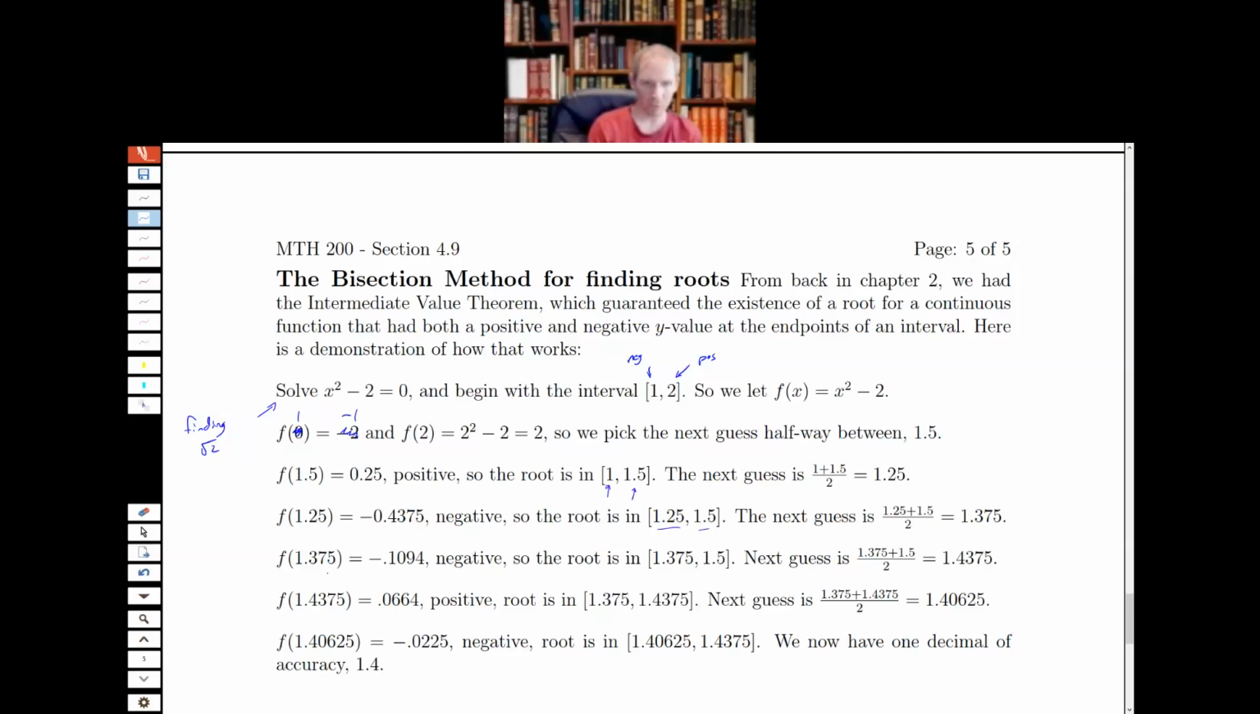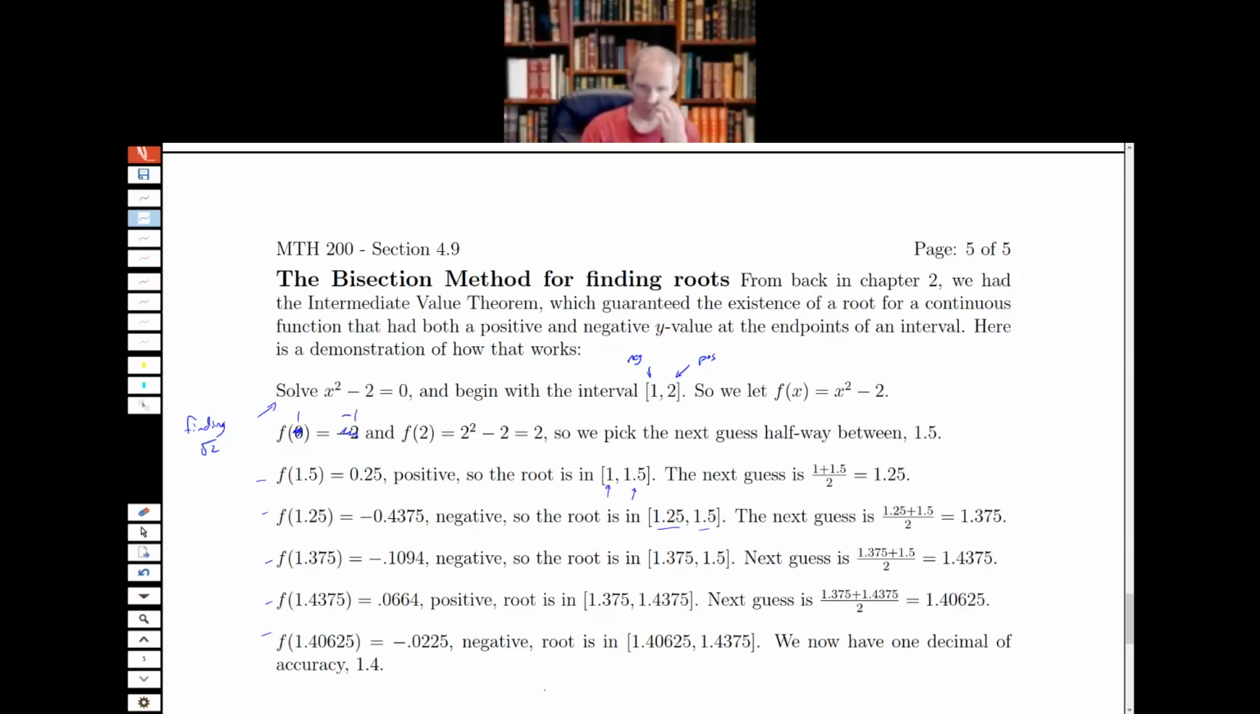So again, I go halfway in between, check it, I get a new negative, so it replaces the old negative one. I go halfway in between, I check it, I get a positive, so it replaces the old positive one. I go halfway in between, I check it, I get a negative, so it replaces the negative one. Since I know that the root is in between 1.40625 and 1.4375, I know the root has to look like 1.4 something. So far I have 1 decimal of accuracy, right? So after 1, 2, 3, 4, 5 steps, I have 1 decimal of accuracy, okay?